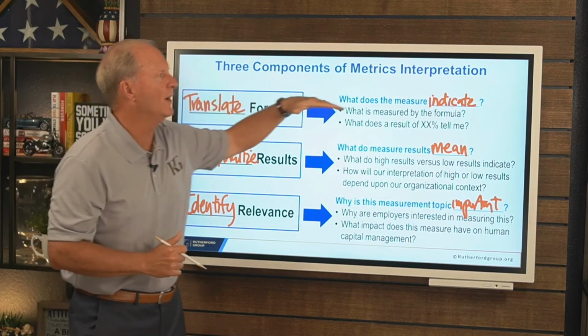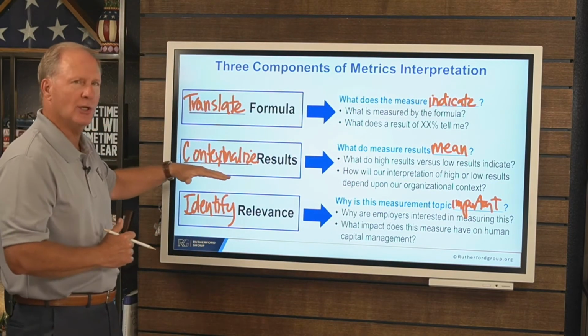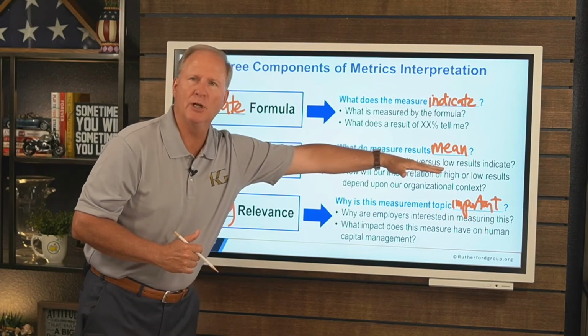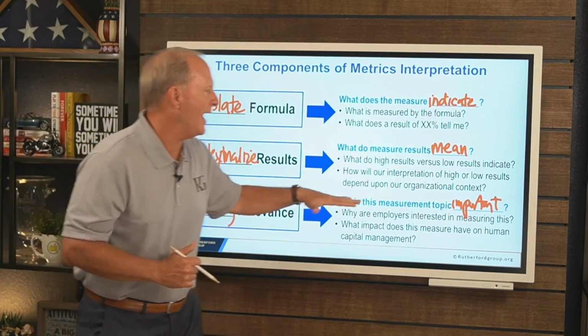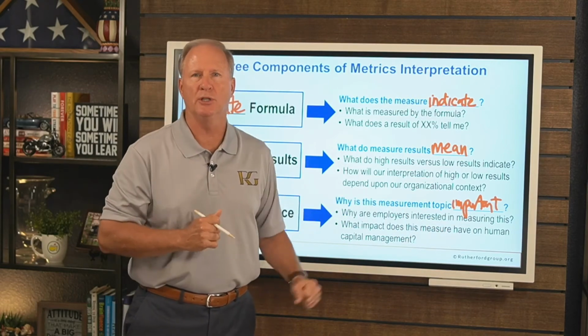Translate your formula. What does the measure indicate? Contextualize results. What do the measure results mean? And then lastly, identify relevance. Why is this measurement topic important to the business?